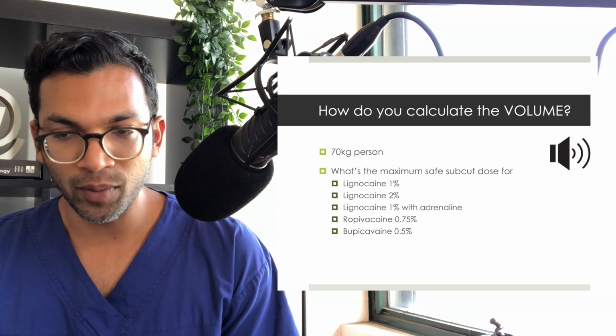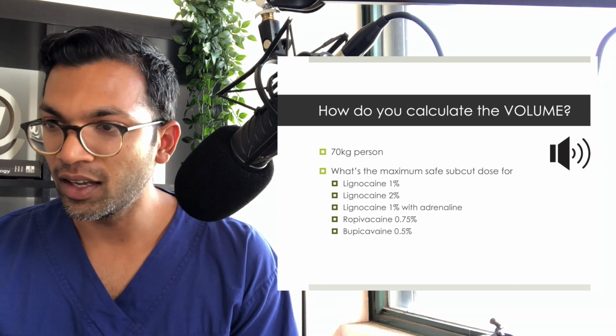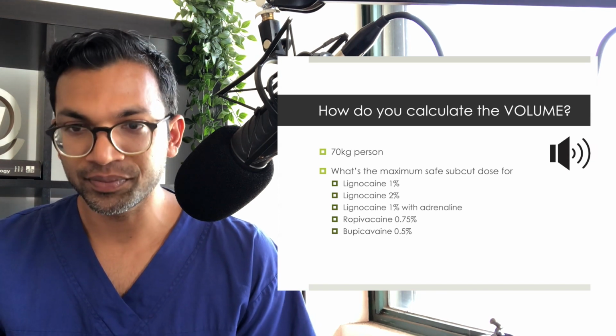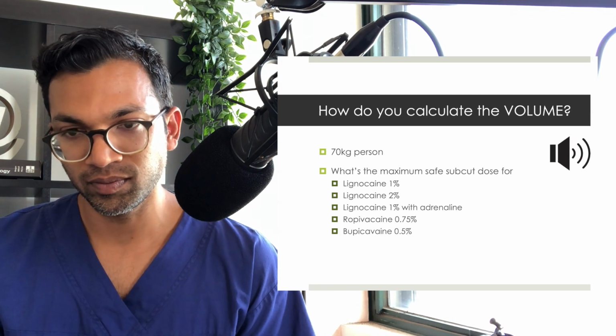How about lignocaine 1% with adrenaline? 7 milligrams per kilogram. 49 mil. Exactly. Step out, you're working for us, Tanis. Because with lignocaine, it goes to being 7%.